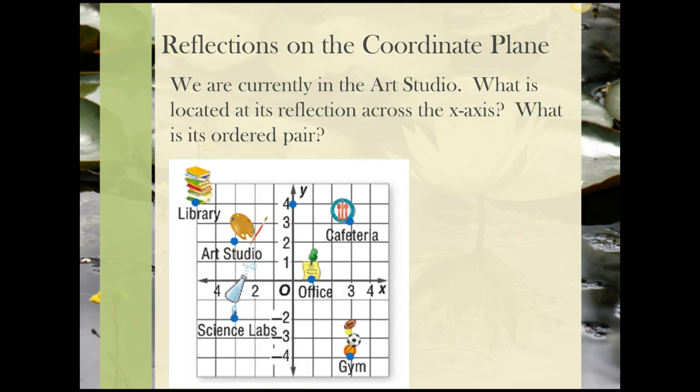Next, Froganachi says, we are currently in the art studio. What is located at its reflection across the x-axis? And what is its ordered pair? Well, let's go to the art studio, and we can see that the art studio is over 3 and up 2. If we want to reflect across the x-axis, we need to go down to quadrant 3. We are 2 units above the x-axis, so we will go 2 units below the x-axis, and we can see that that is the science labs. The science labs are located at -3, -2.